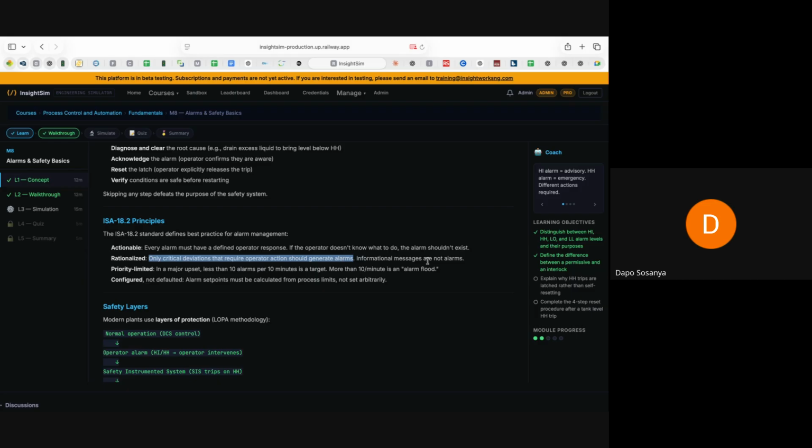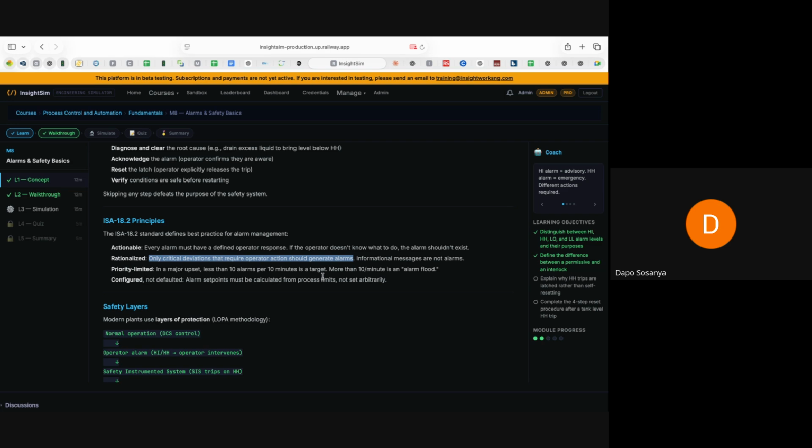Informational messages are not alarms. Only critical deviations from the process that require operator action should generate alarms. In a major upset, less than 10 alarms. So less than 10 alarms per 10 minutes is a target.